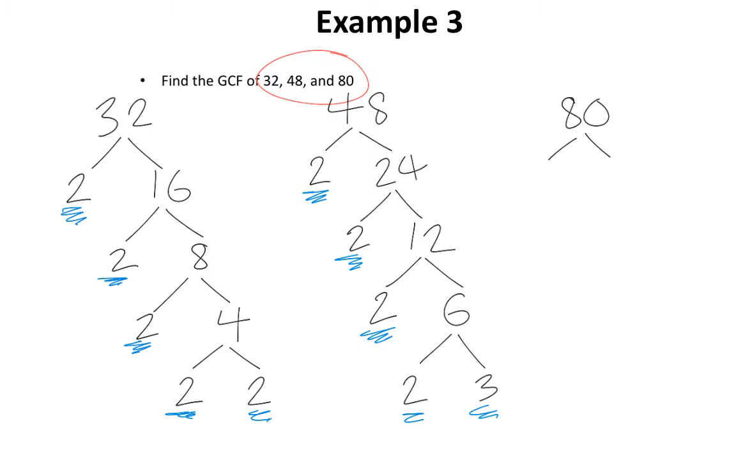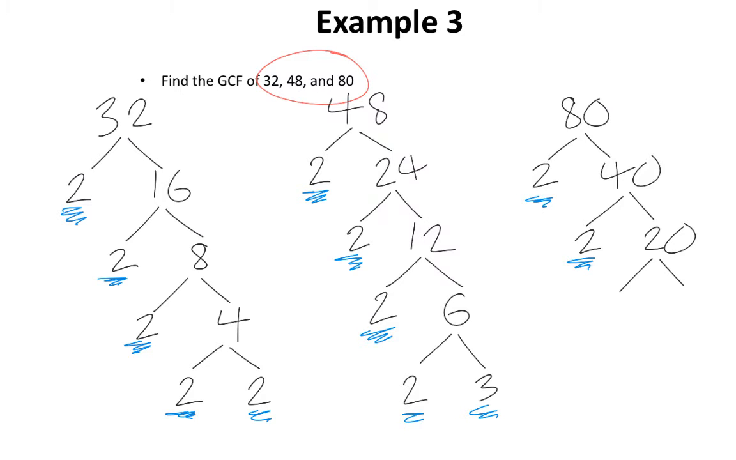So we're going to think of two numbers that multiply together to give me 80. I'm going to think of 2 and 40. 2 is a prime number. We're going to stop. Let's repeat the process for 40. Two numbers when multiplied together will give me 40. 2 and 20. 2 is a prime number, 20 is not a prime number, so let's repeat the process.